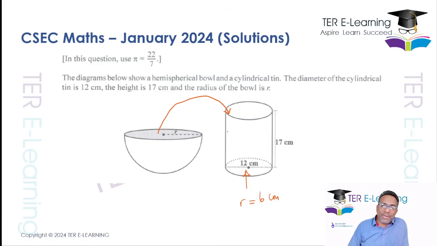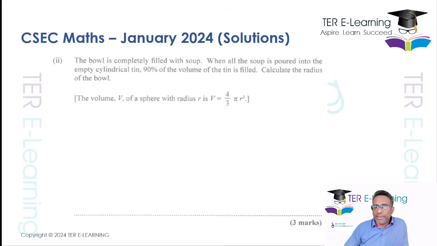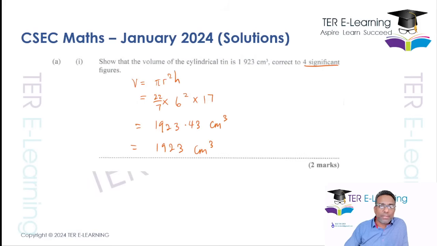Now, what they're telling us is this. That liquid is going to go inside here, and it's going to occupy a certain volume. But the volume that this is occupying is 90% of your total. That's what they say. So what you're going to do is find 90% multiplied by the actual volume of the full cylinder, which is 1923.